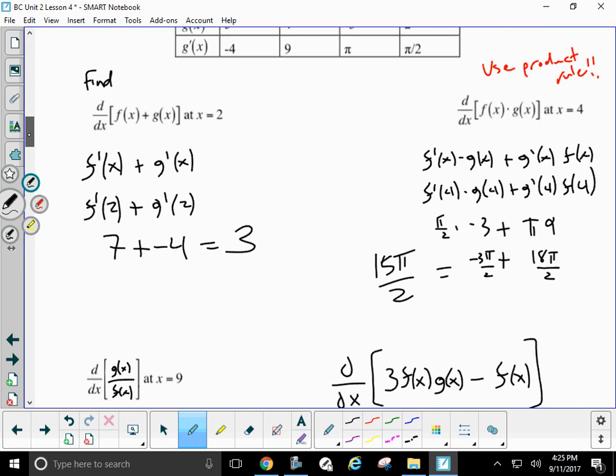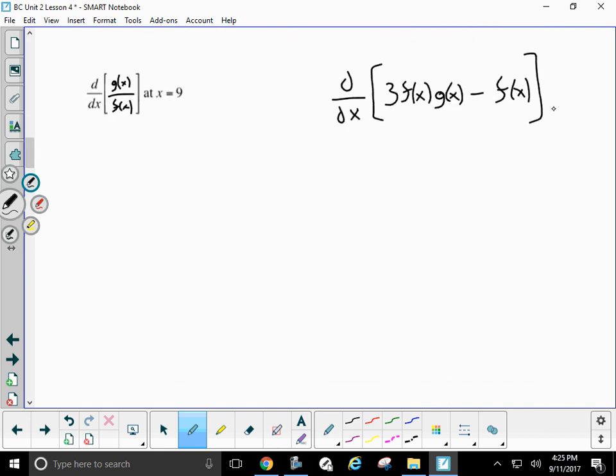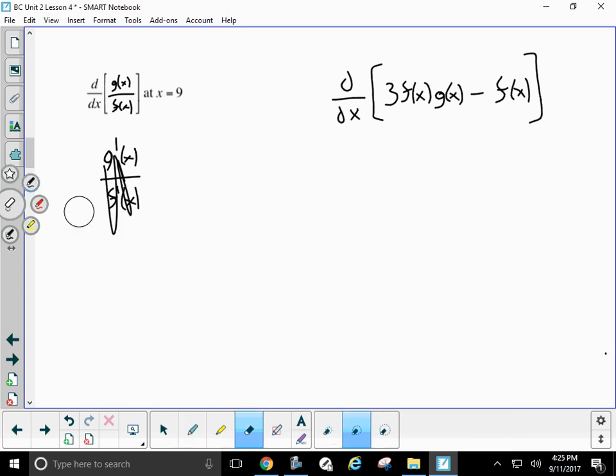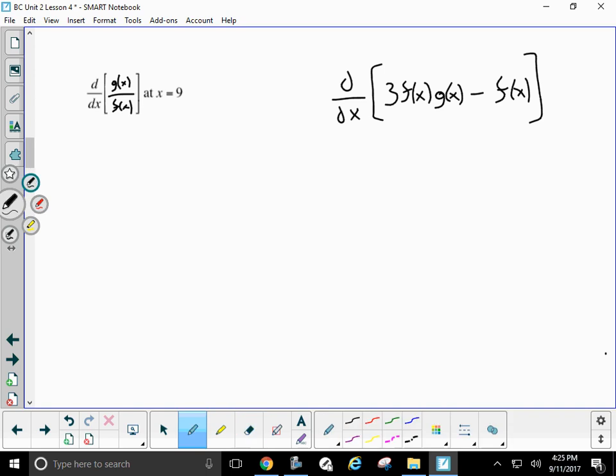Okay, and then all we are doing is taking derivatives of different things with f's and g's, et cetera, et cetera. Now we look at this one. We see we have a quotient. Don't fall into the trap and say this derivative is g prime over f prime. Don't also fall into the trap and say that this derivative is f prime g minus g prime f all over g squared. This is wrong as well.